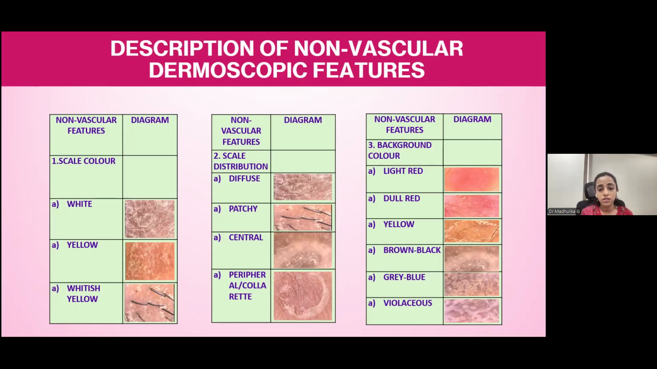And background color, this usually indicates what's going on in the lesion. Is it more inflamed, less inflamed? Is it a regressing lesion? So based on that, whether it is light red, dull red, yellow, brown, black, gray, blue, violaceous. So that's how the background colors usually change. Next slide.